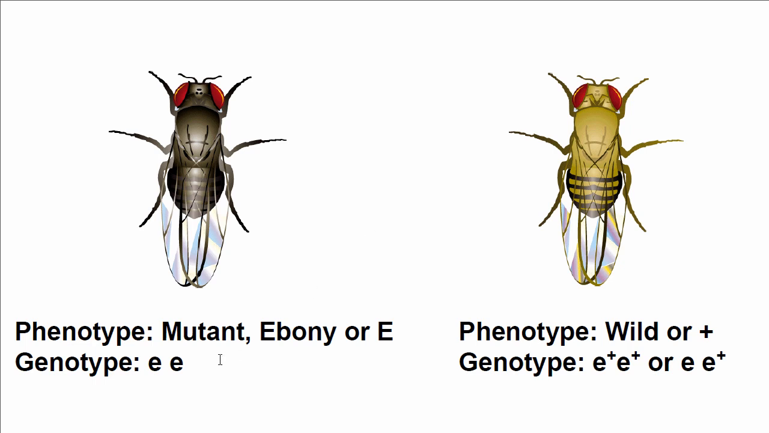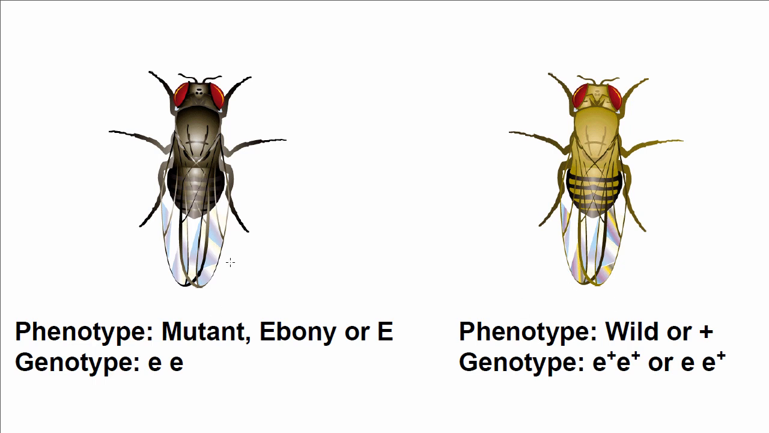Okay, so first of all, this is a wild type fly on the right, and this is a mutant fly, an ebony-bodied mutant on the left. Now, that ebony-bodied mutant fly we could call mutant, we could call ebony, or capital E. You'll notice that the phenotypes are in capital letters. It doesn't mean dominant, it just means phenotype. And the phenotype for the wild type fly, or the normal looking fly, is wild or plus.